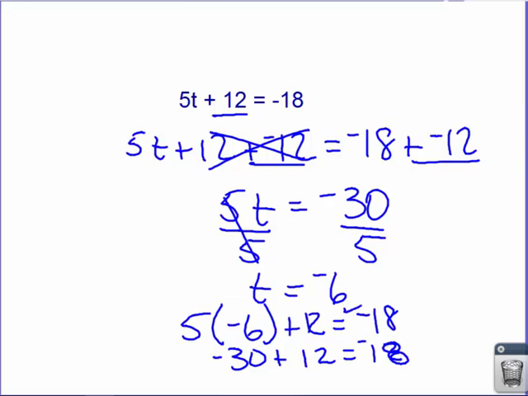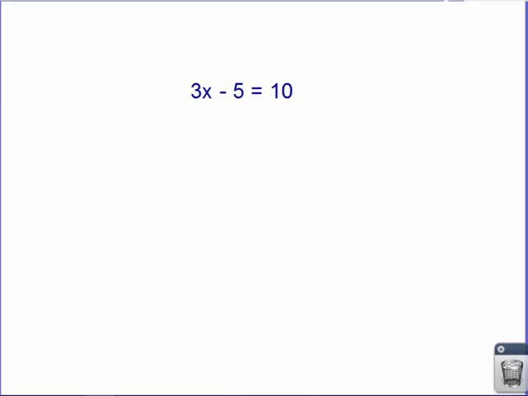So let's try another one. Okay, so this one, I've got a subtraction problem. Well, we know back from working with integers, we don't do subtraction problems. So we change them. So I'm going to take this subtraction, change it to addition, and then the 5, I change it to its opposite.